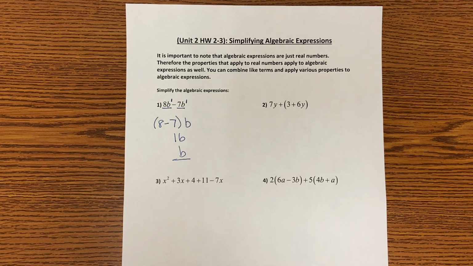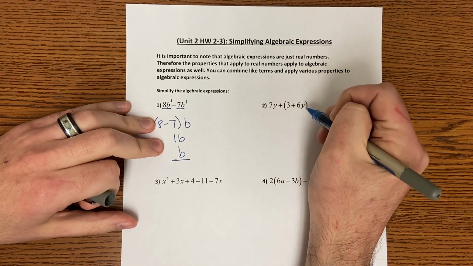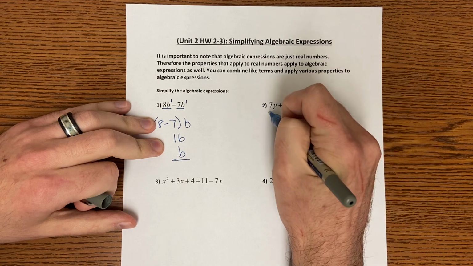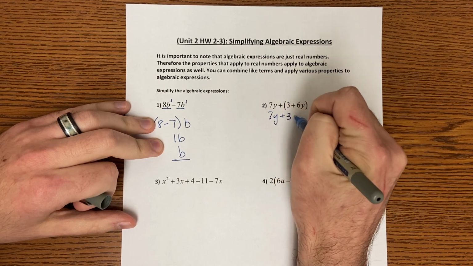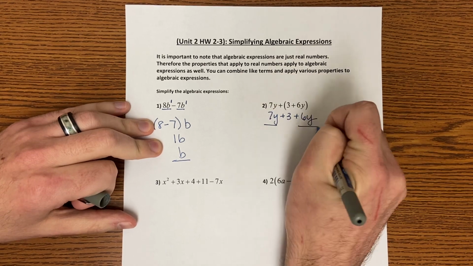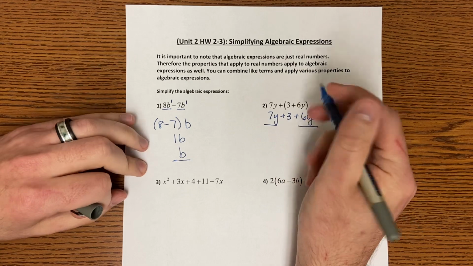Number 2, 7y plus 3 plus 6y. Again, there's a few different ways you could do this. I like to notice that 3 and 6y will not combine in here because one is a variable, one doesn't. So the parentheses really isn't needed at all. However, one thing that I like to do when I'm combining multiple terms is I like to underline the ones that are the same and combine them before I move on to the other ones.